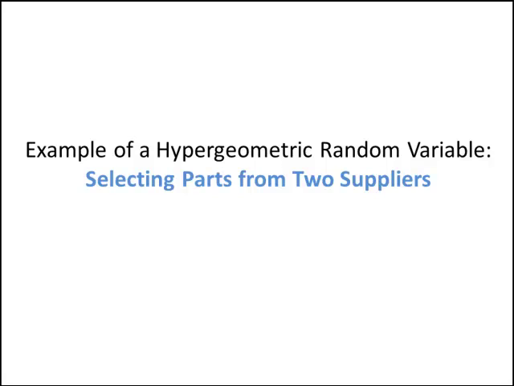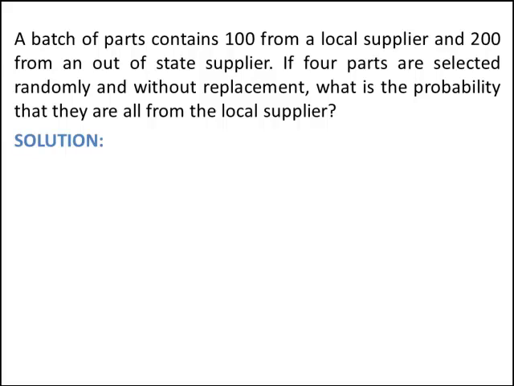Hi, in this video you'll learn about the hypergeometric random variable. The particular example we're going to look at is selecting parts from two suppliers. Here's the problem setup. A batch of parts contains 100 that come from a local supplier and another 200 that come from an out-of-state supplier.